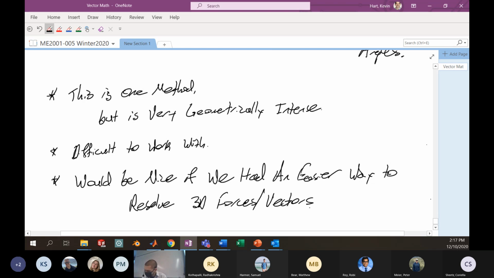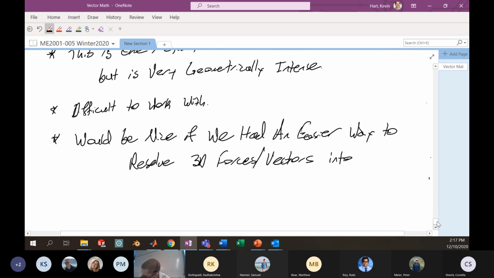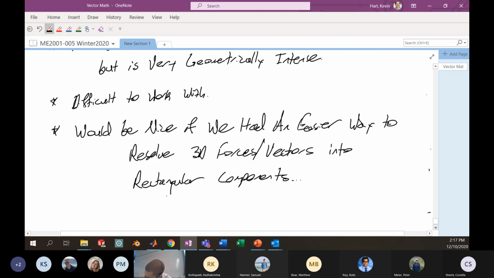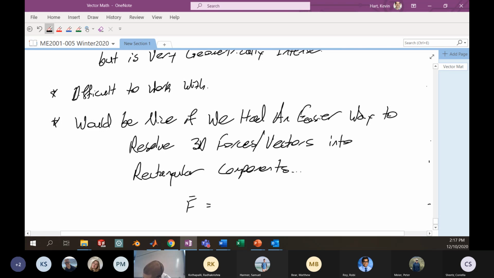We had some sort of method for resolving 3D forces and vectors into rectangular components, so that we could just more or less write that our force is some combination of Fx plus Fy plus Fz. That's ultimately what I want to execute, because we're going to get to a point where we're doing the sum of the forces in the x, the sum of the forces in the y, and the sum of the forces in z equals 0.